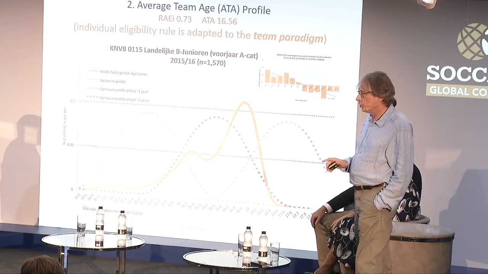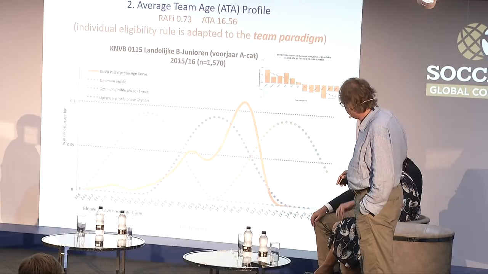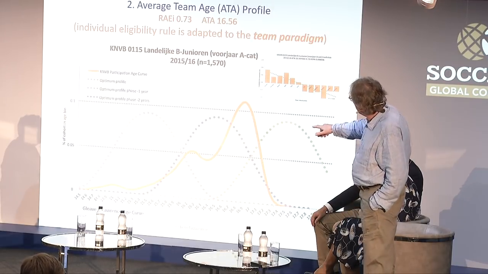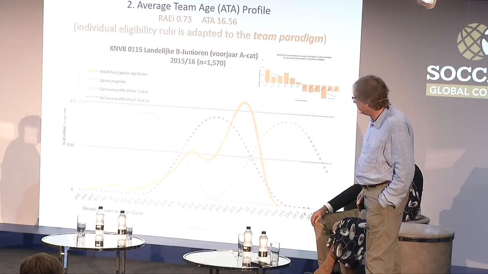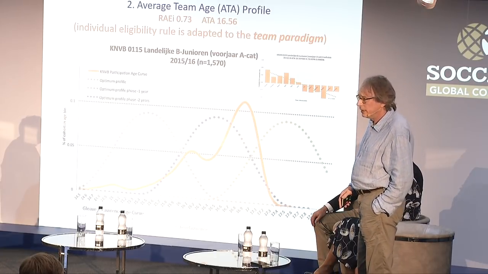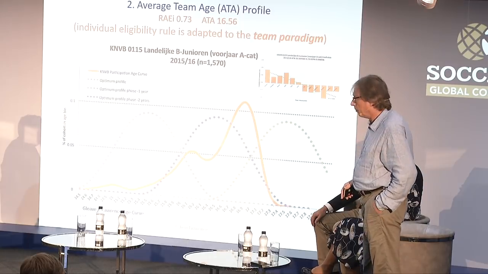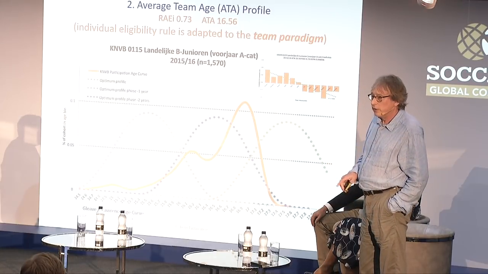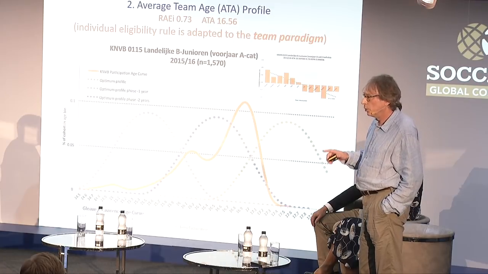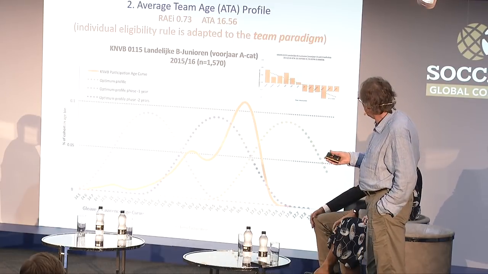And if it's inefficient, we create potential. So where the orange curve goes outside the normal curve, that means that we're spending time, energy, and resources on players who shouldn't be there. And where they're missing from the normal age curve, we're missing talented players who ought to be in the system but aren't.